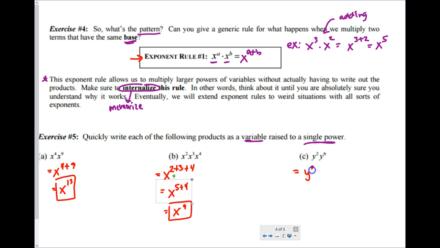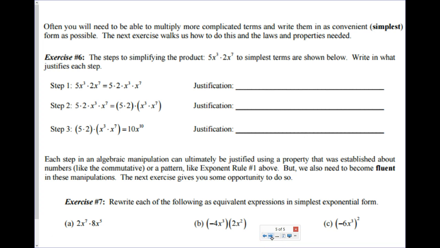Okay, you should get y to the 2 plus 6, which gives you y to the 8. It's okay if the variable's not x. You're going to see lots of different variables, so it won't always be x. It could be y, m, whatever letter they want to use. Okay? Finally, let's take a look at exercise 6 and 7.